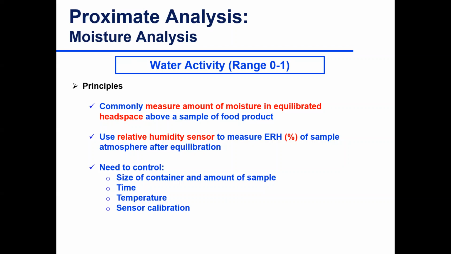And you can do this different ways. Very commonly, you have an automated system where you put your food in, allow it to come to equilibrium, and then there's an automated way to measure the moisture in the headspace above the food. So allow it to equilibrate and then determine the humidity up there. And these are things that have to be controlled: size of container that's coming to equilibrium, amount of sample, time, temperature, and then the calibration system as well. So again, there are a number of different ways to do this determination.